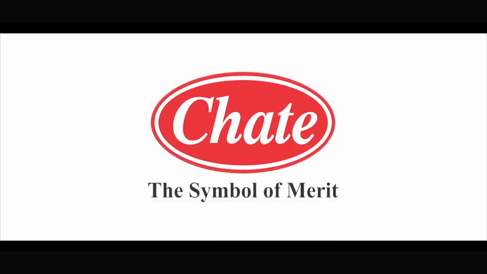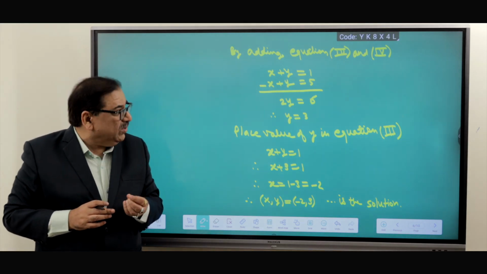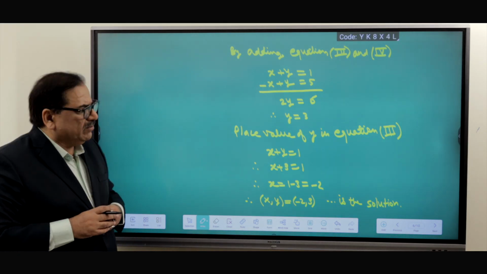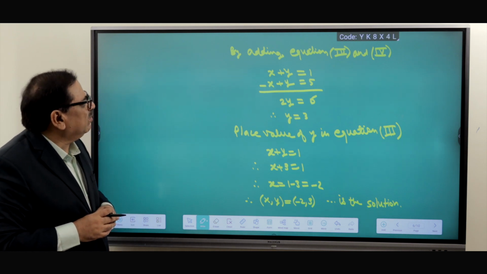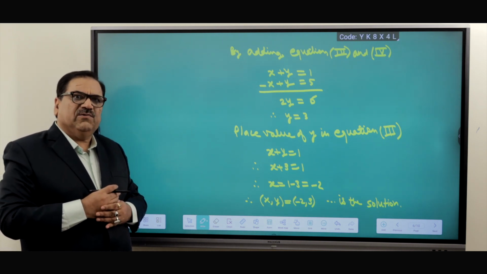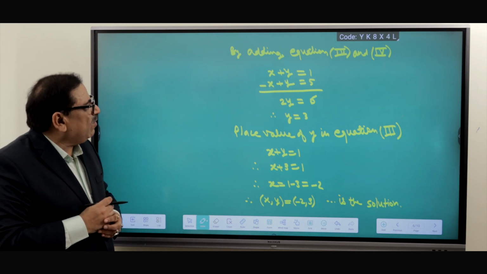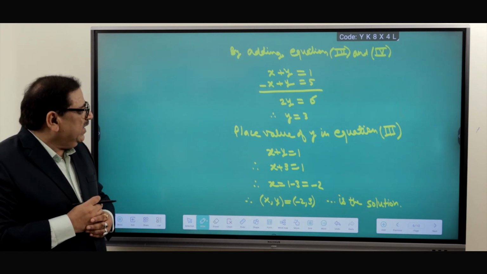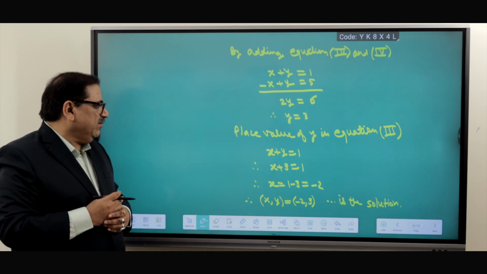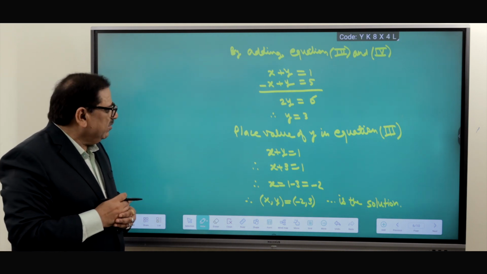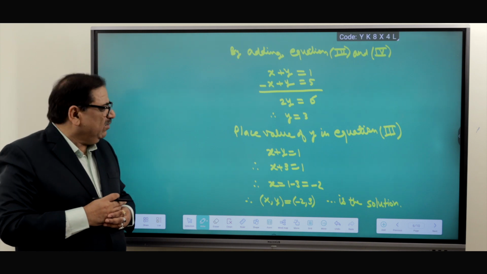Then by adding equation 3 and equation 4, x plus y is equal to 1 and minus x plus y is equal to 5. Therefore 2y is equal to 6. Therefore y is equal to 3. Place the value of y in equation 3. We get x plus y is equal to 1. Therefore x plus 3 is equal to 1. Therefore x is equal to 1 minus 3 is equal to minus 2.